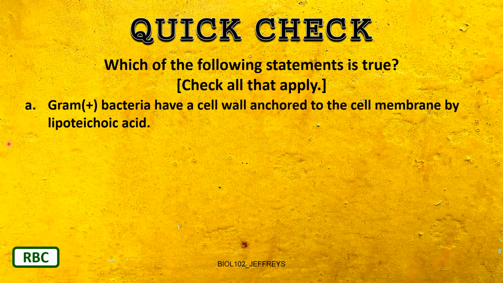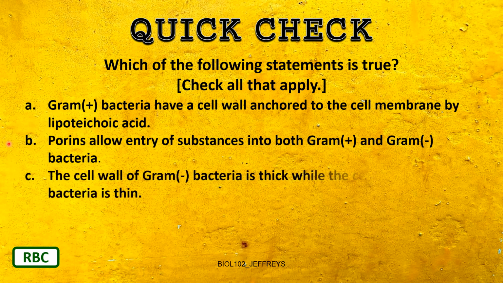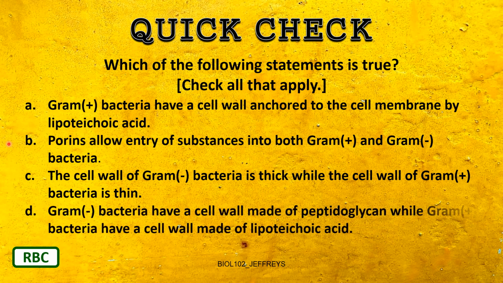Gram-positive bacteria have a cell wall anchored to the cell membrane by lipoteichoic acid. Porins allow entry of substances into both gram-negative and gram-positive bacteria. Cell wall of gram-negative bacteria is thick while the cell wall of gram-positive is thin. And gram-negative bacteria have a cell wall made of peptidoglycan, while gram-positive have a cell wall made of lipoteichoic acid. Okay, so let's look at these individually, and we're going to check all that apply. So gram-positive bacteria have a cell wall that is anchored to the cell membrane by lipoteichoic acid, right?